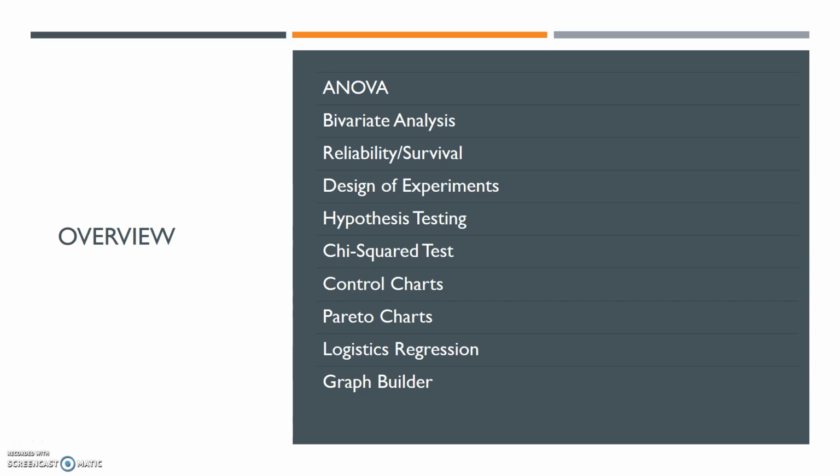We're going to delve into design of experiments and see what that is all about. We're going to define and explain what hypothesis testing is, look at chi-squared tests, then try our hands on some control charts, and then specifically look at the Pareto chart. Then next, we're going to look at logistics regression, and then finally, we'll be talking about the graph builder.